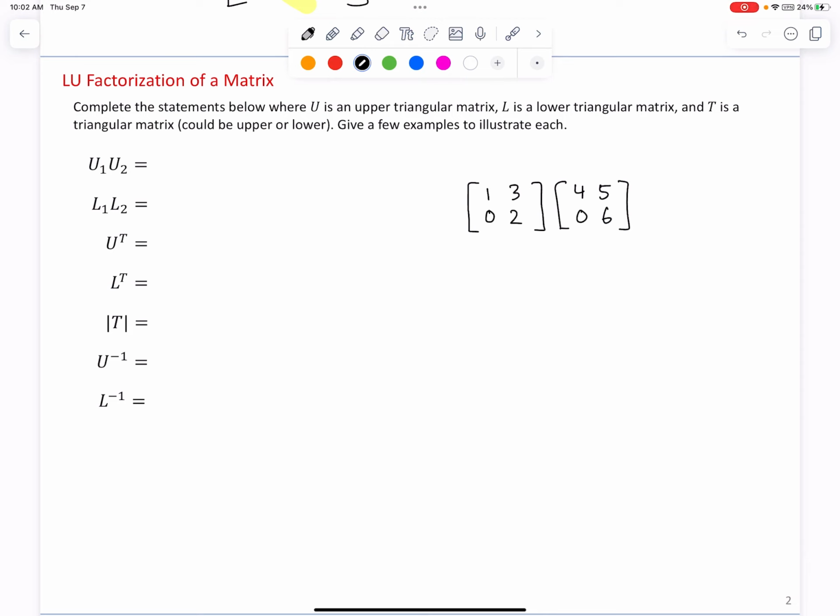I'll do this multiplication quickly in my head. We get 4 plus 0, so we get 4. Then we get 0 plus 0, so 0. Then we get 5 plus 18, which is 23. And we'll get a 0 plus 12.